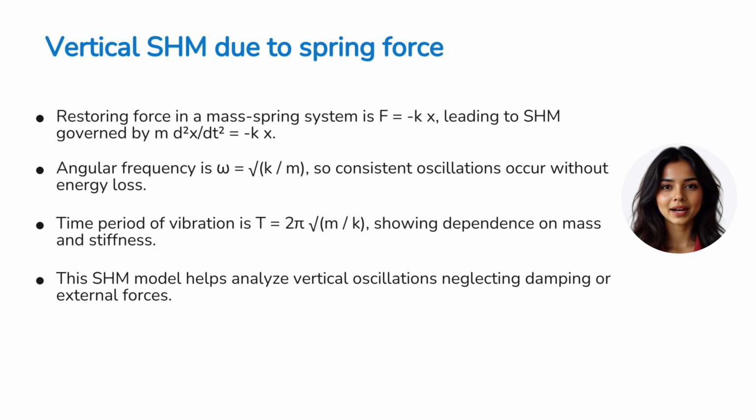Notice it depends on mass and spring stiffness but not on amplitude, which is pretty neat. This basic model assumes no energy loss due to friction or air resistance, an idealized but very useful starting point. The diagram on your slide shows the mass hanging on the spring, with labels marking the equilibrium position and amplitude displacement, and a graph of vertical displacement versus time showing the smooth oscillation.